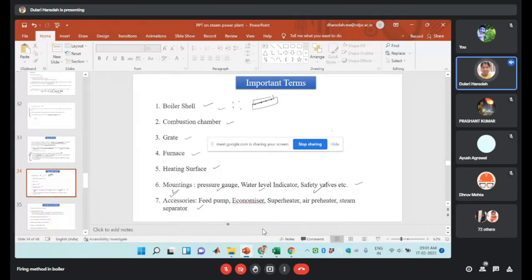Steam stop valves are also available, and many things are available which will be discussed in a later session. Then we are having the accessories. These are not the essential part. These can be used to improve the efficiency of the boiler. One is your feed pump, another one is the economizer, superheater, air preheater, steam separator. Already I have discussed the individual function of this equipment. So in detail we will discuss in the next section.